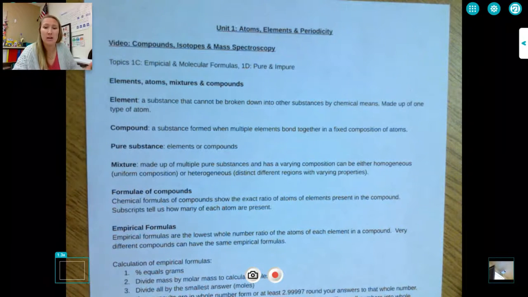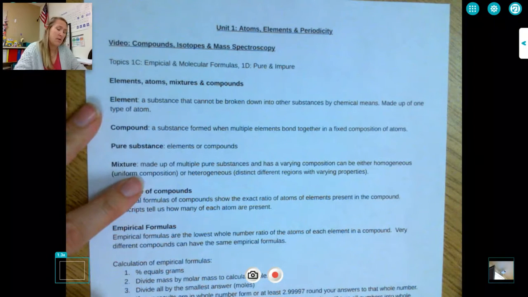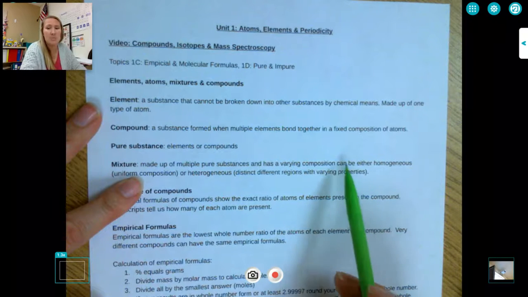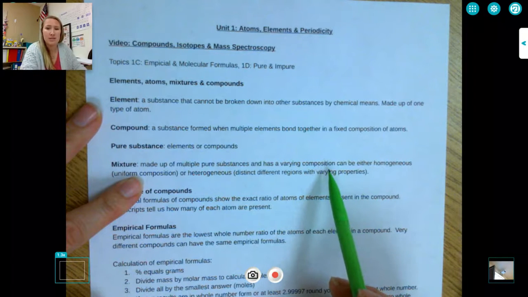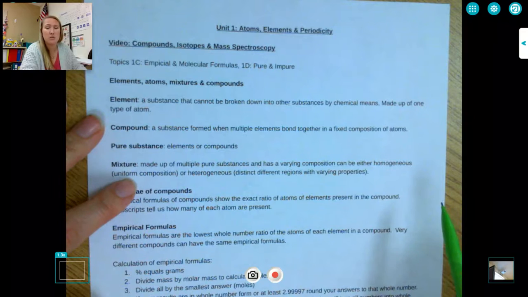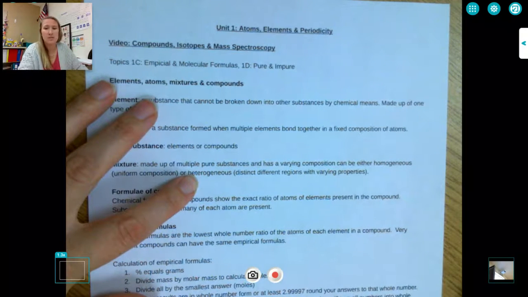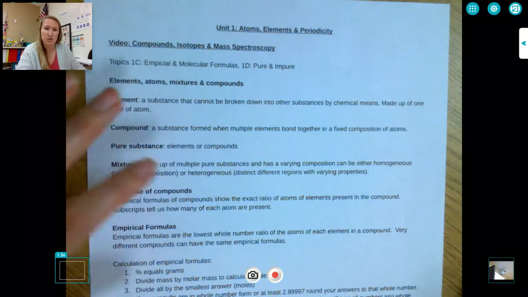However, something like air, which is a mixture, is made up of lots of pure substances, so that's different. And that goes into our next one, where a mixture is made up of multiple pure substances and can be of varying composition, either homogeneous, which means uniform. I can't see the difference, like air is a homogeneous mixture. I can't see the different particles in it. Or heterogeneous, where I can see different distinct regions, such as sand is a heterogeneous mixture.